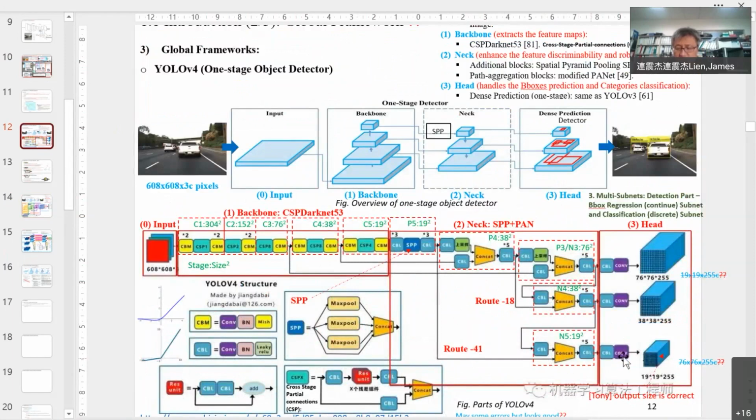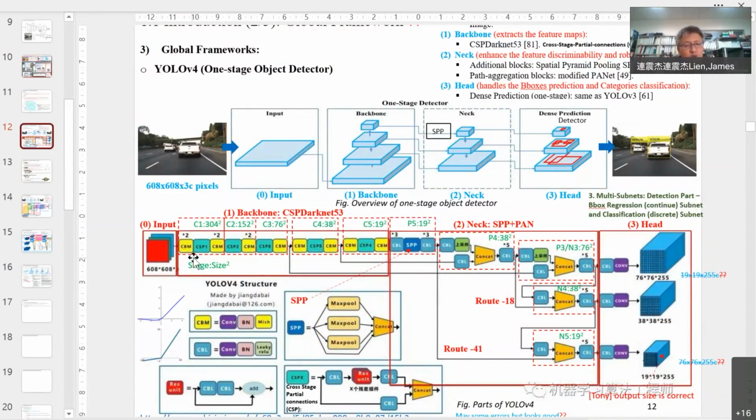The first scale output is 19 by 19 grids. This is 38 by 38 grids. This is 76 by 76 grids. So three grids. Okay, so we will talk about this one in more detail.